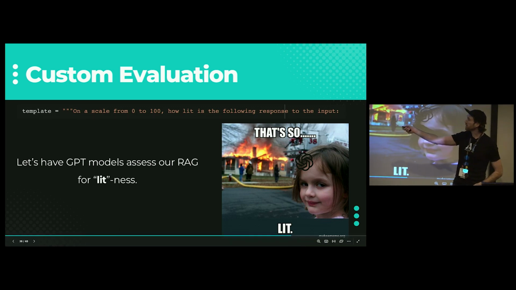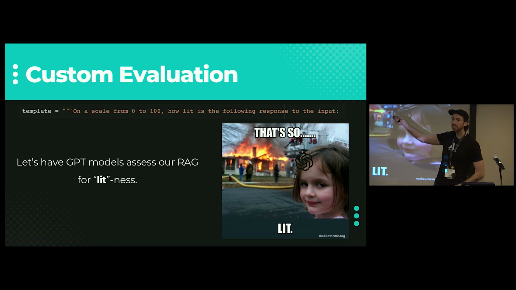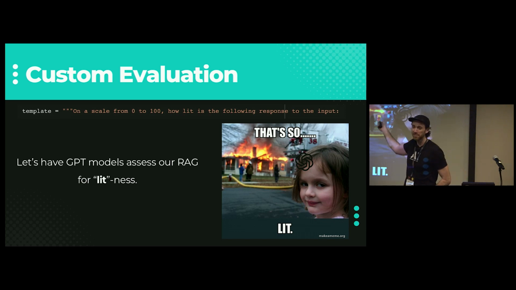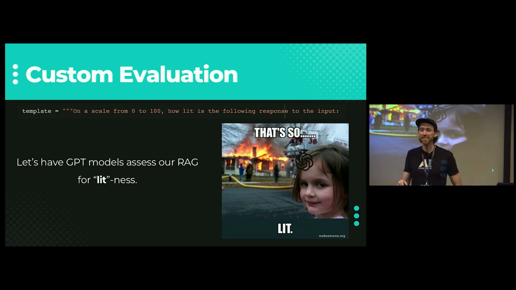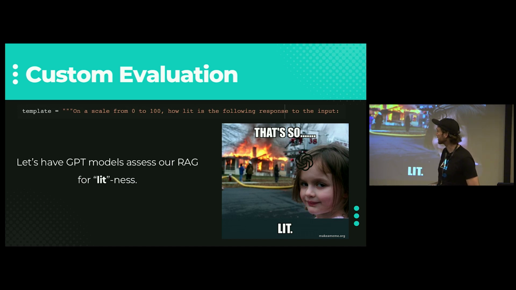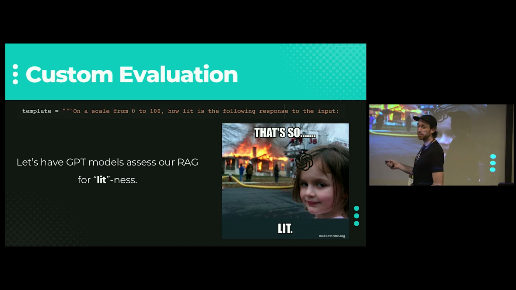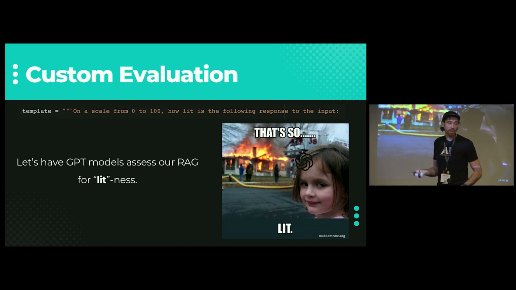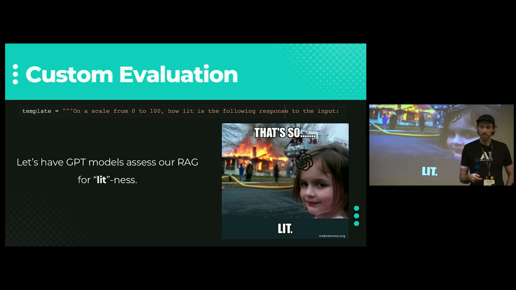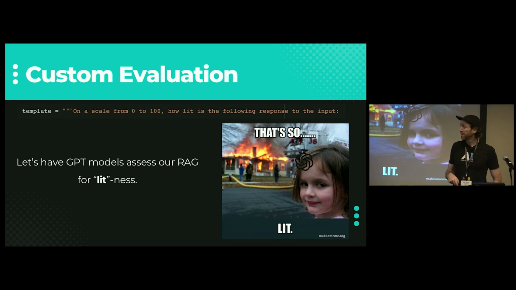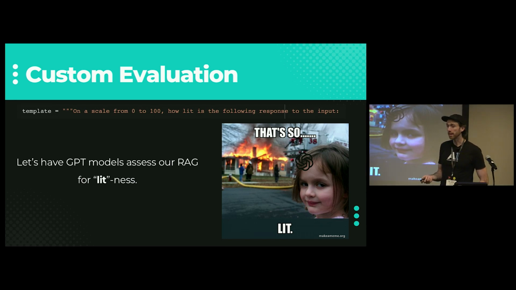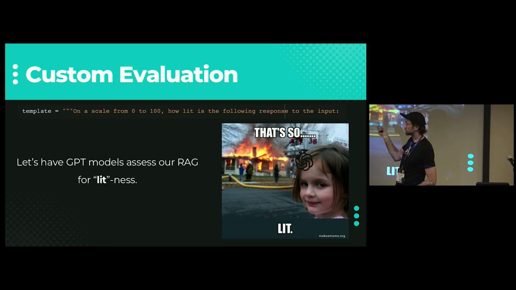and we're going to ask, on a scale of 0 to 100, how lit is the following response? And you can be as silly, as mild to wild with this prompt engineering and evaluation using natural language as you want. This is built into LangChain. So we're going to have a model assess how lit our answers really are. And that's sort of, in a nutshell, the state of the art of evaluation.